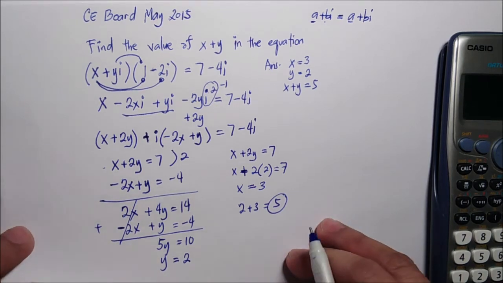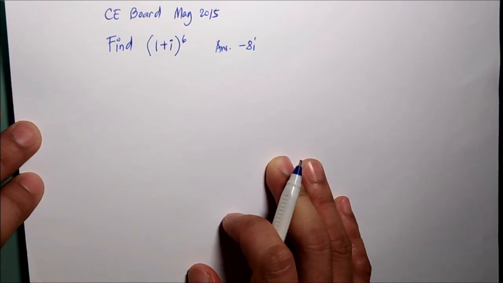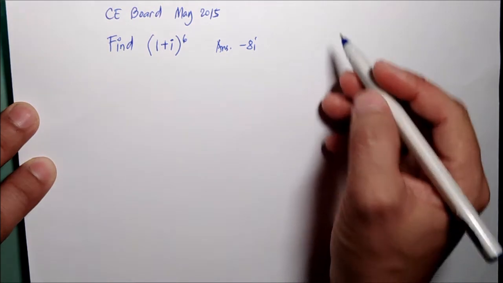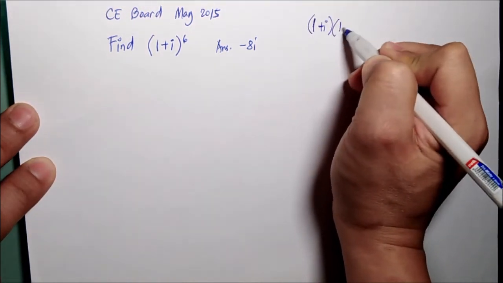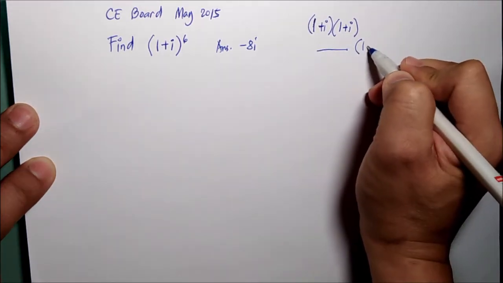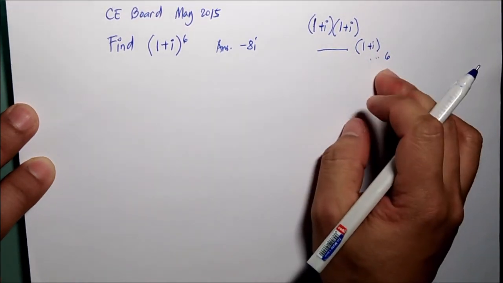Next problem. Find the value of (1 plus i) raised to the 6. The answer is negative 8i. This is CE Board May 2015. Actually we can solve this one by the long method: 1 plus i times 1 plus i, take the answer, then multiply again by 1 plus i until 6 times. That will be the answer.